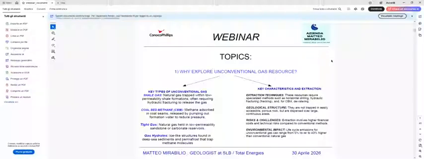What are the key characteristics and distinctions of this type of resource? Generally, we need special techniques for extraction. These resources require specialized methods such as horizontal drilling, hydraulic fracture, and CBM dewatering. The geological structures that contain these types of unconventional gas are not trapped easily in standard porous rock, but are dispersed over a large and continuous area.